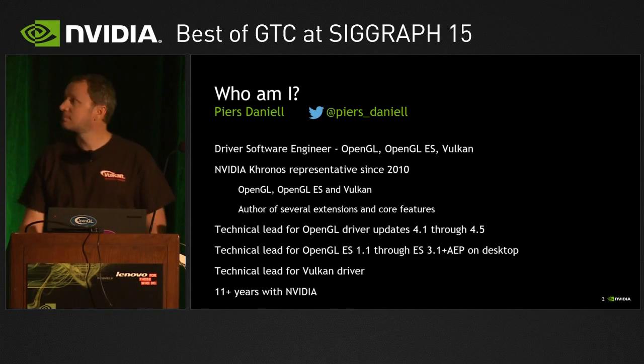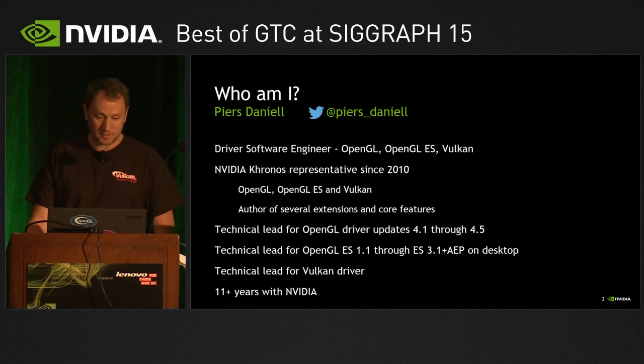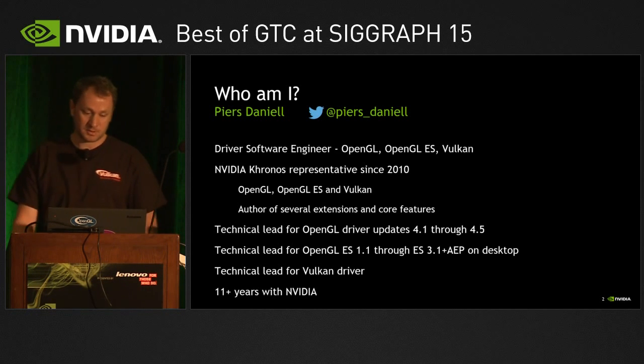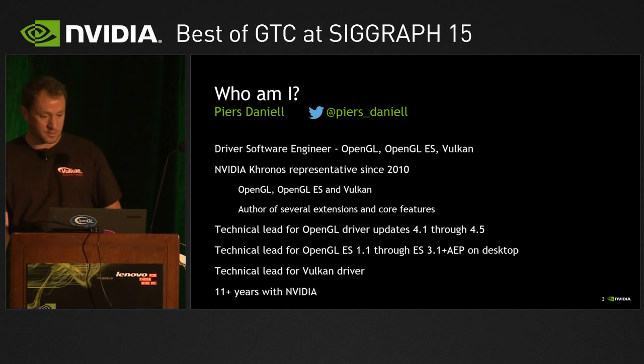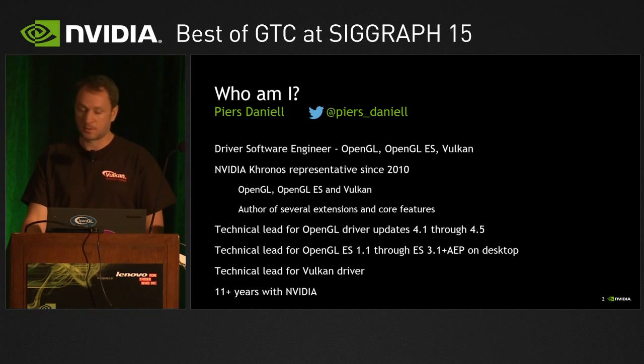My name is Piers Daniell. That's my Twitter handle. I'm a driver engineer at NVIDIA, and I've worked on OpenGL, OpenGL ES, and Vulkan. I've been a representative for NVIDIA at Khronos since 2010. My work at NVIDIA is I'm a technical lead for OpenGL driver updates, including OpenGL 4.1 through 4.5, and also OpenGL ES that we've added to the desktop driver. And with our newer Tegras, it's the desktop driver that is used. And now I'm also a technical lead for the Vulkan driver at NVIDIA.